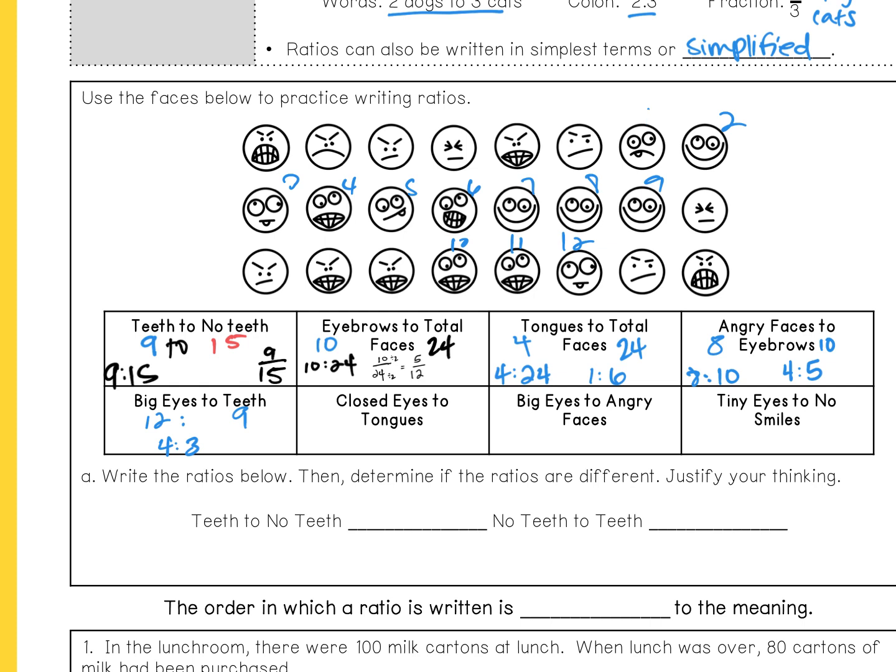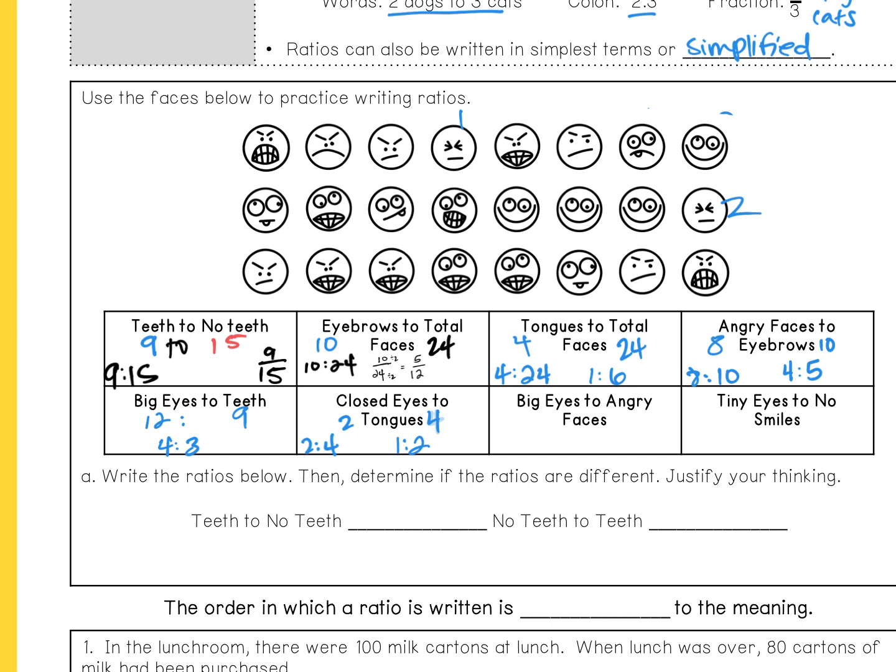So in our third problem, we had that there were 4 tongues. So we know that there are 4 tongues, and I can count my closed eyes now. So I have 1 and 2 closed eyes. So we have 2 to 4 as our ratio. And when I simplify that, I can divide both of those numbers by 2. So our ratio will be 1 to 2.